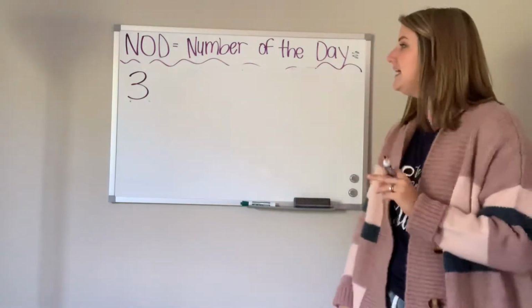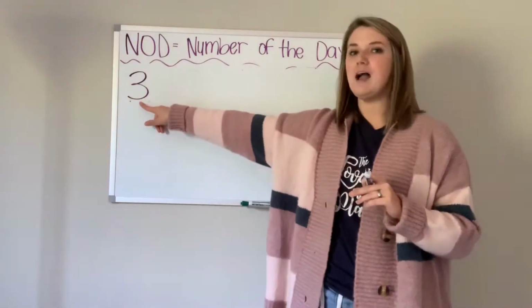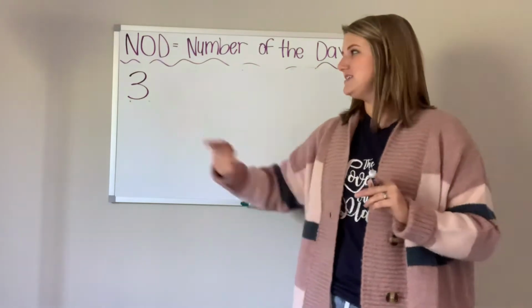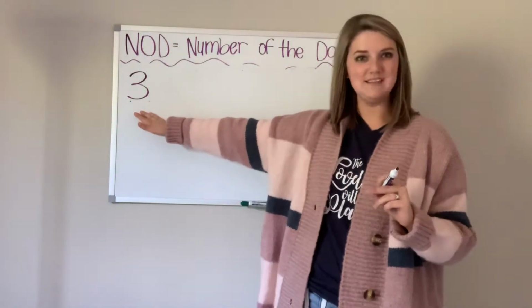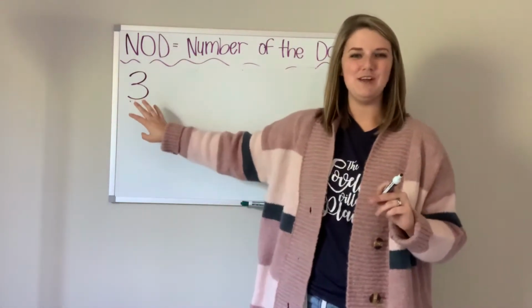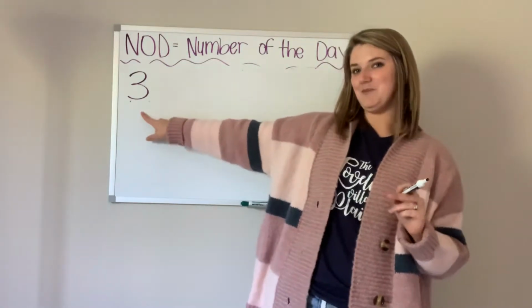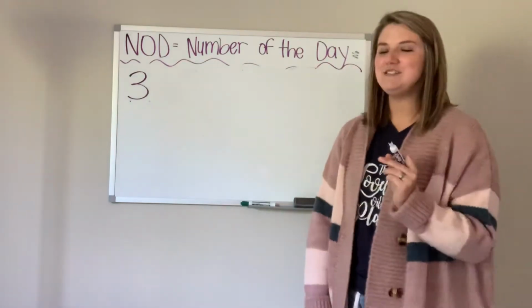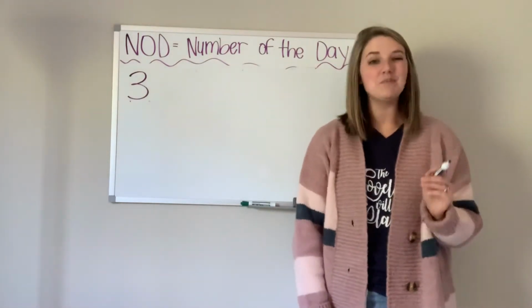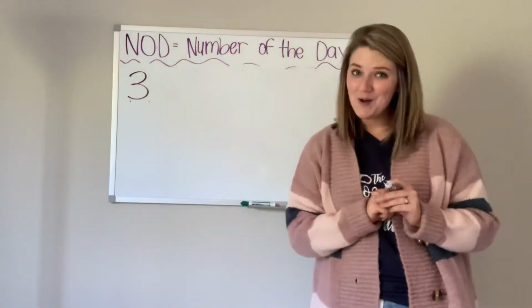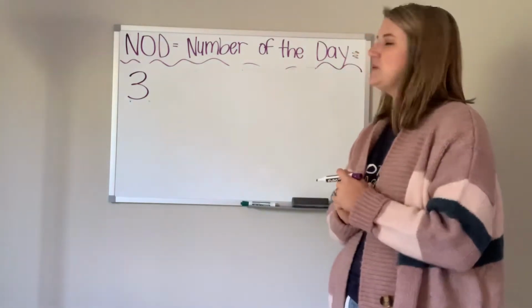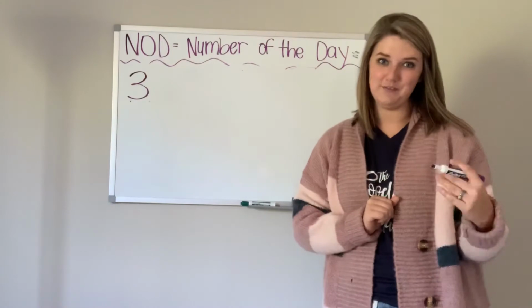Okay, so here we go. The number of the day is 3 today. Yours is 4. It's going to be pretty similar, but just make sure that you're doing your number of the day and not the one that I'm doing up here, okay? So here we go. The first thing we need to do is make the number of the day big. Now, the number 3 is pretty small, okay? So is the number 4, your number of the day today. But we've got to come up with a number that is smaller than 3.